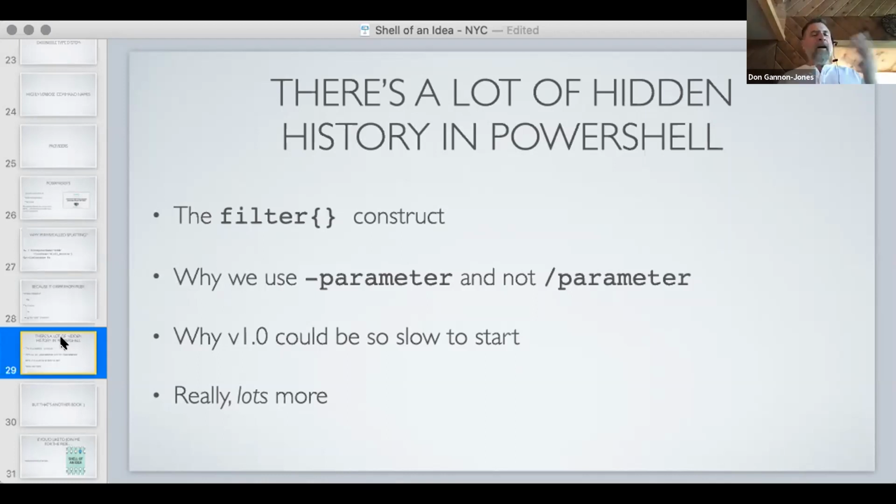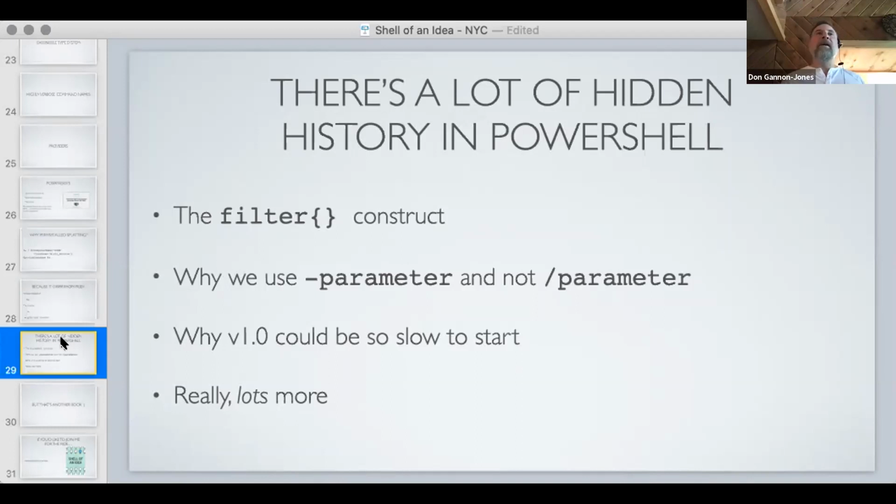Why could version 1.0 be so slow to start? It's because .NET uses this thing called just-in-time compilation. The first time you run an application, your executable isn't an executable. It's Microsoft Intermediate Language, MSIL. And the .NET Common Language Runtime, the CLR, has to compile that to binary code based on the system it finds itself on. So in theory, you could put it on an Intel machine or a RISC machine, and it would still run so long as the CLR could run on that machine. And so when you would start version 1 for the first time, it would just take forever to compile all the assemblies that made PowerShell work.